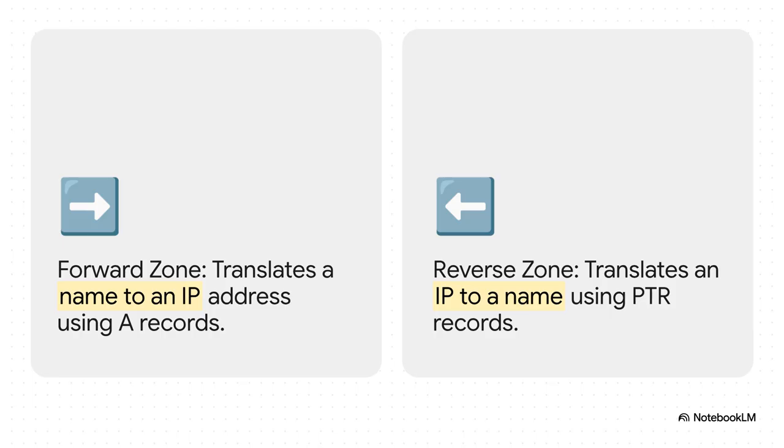So we're actually going to build two kinds of phone books here. The forward zone is the one we all know and love. It turns a name into an IP address. But we also need a reverse zone, which does the opposite. And this is super important for things like mail servers or logging systems that need to check where a connection is coming from based on its IP.